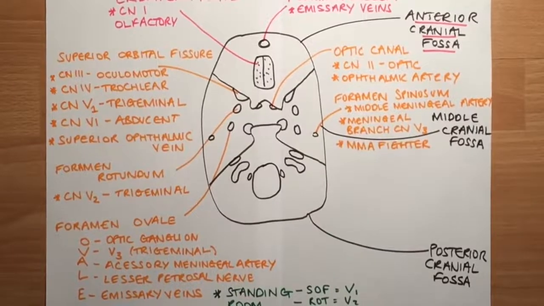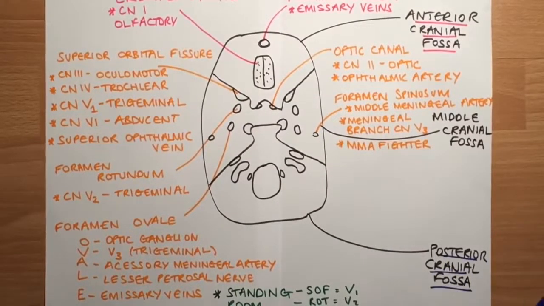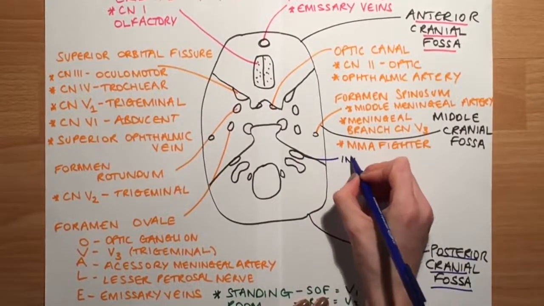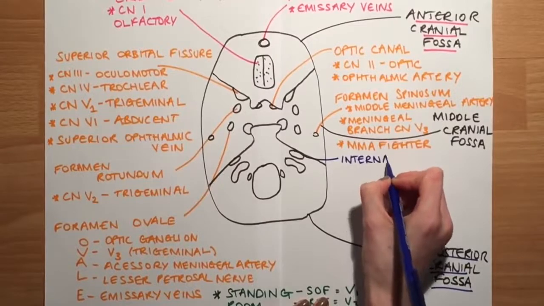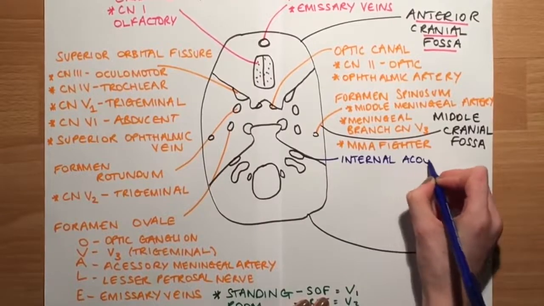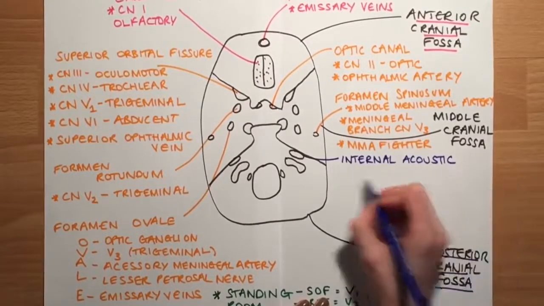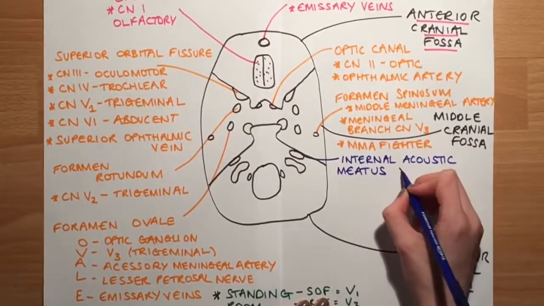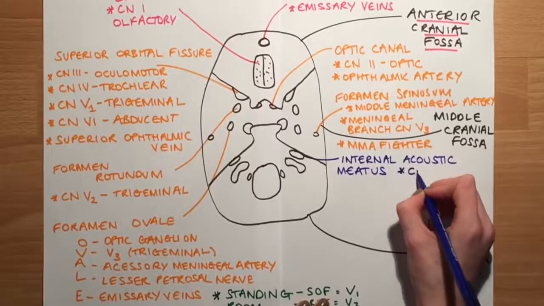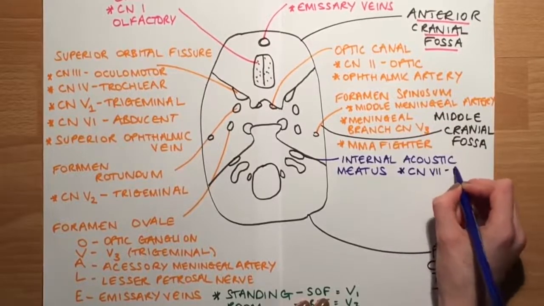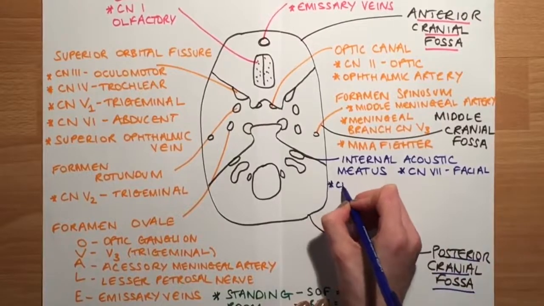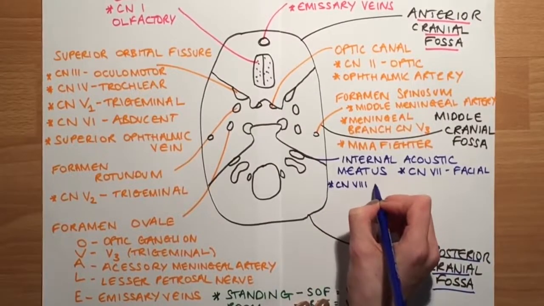So, first of all, we're going to discuss the internal acoustic meatus. Now, the internal acoustic meatus transmits two cranial nerves. Cranial nerve 7, which is the facial nerve, and cranial nerve 8, which is the vestibulocochlear nerve.